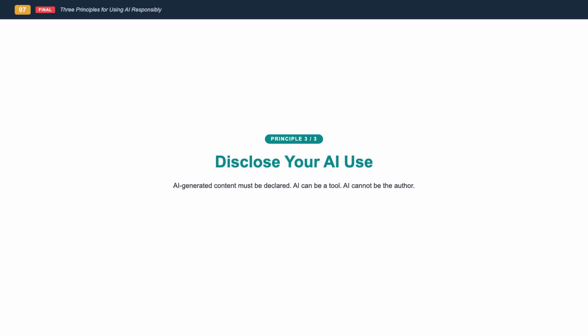Principle 3: Disclose your use of AI honestly. AI-generated content needs to be declared. This isn't just an ethical principle, in many contexts, it's becoming a requirement. If you substantially used AI to write a document, report, or communication that represents your work, say so. This applies to academic writing, official communications, and any context where attribution and authorship matter. The line is clear: AI can be a tool in your process, but AI cannot be the author. The work, the judgment, and the accountability are yours.